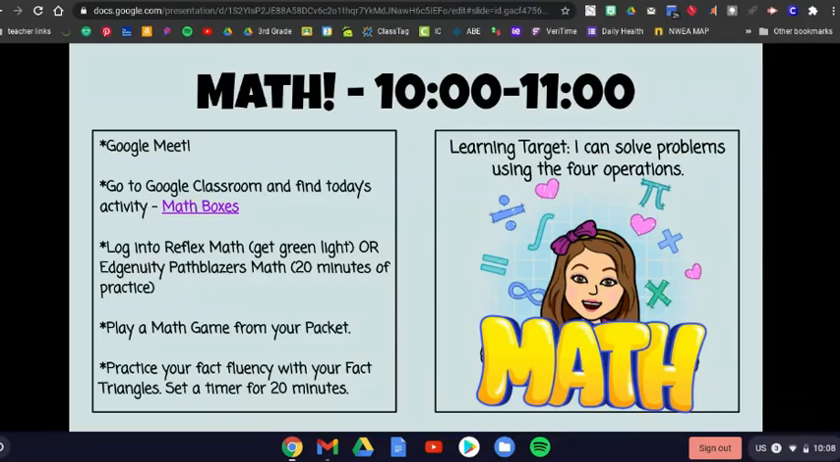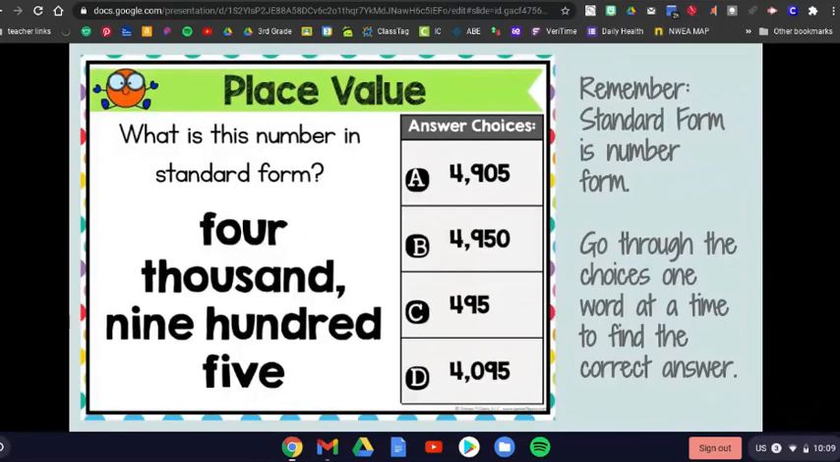So Google Meet to look at the math boxes and give you some tips. Then I'm going to let you go do the math boxes, and then you have your reflex green light. Math ends at 11 o'clock. So you have math facts to practice and things to do until then. And then I'm going to stop the video and show you what the afternoon looks like. But let's get rolling into math boxes.